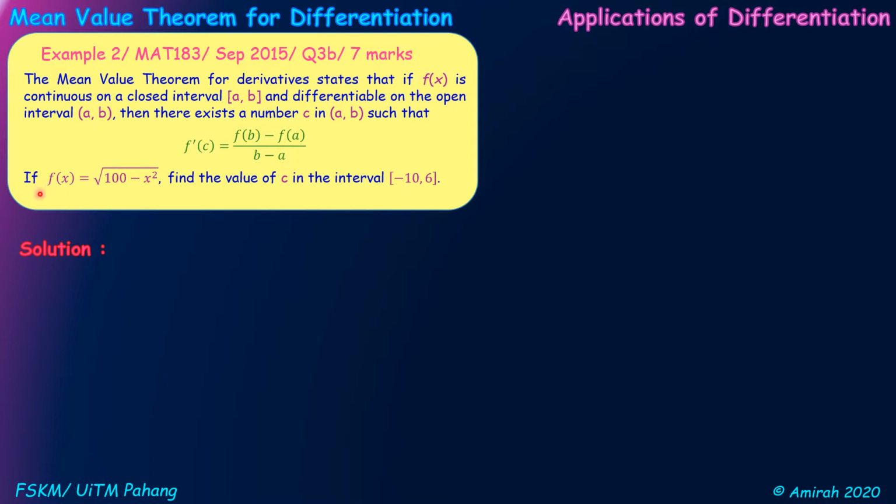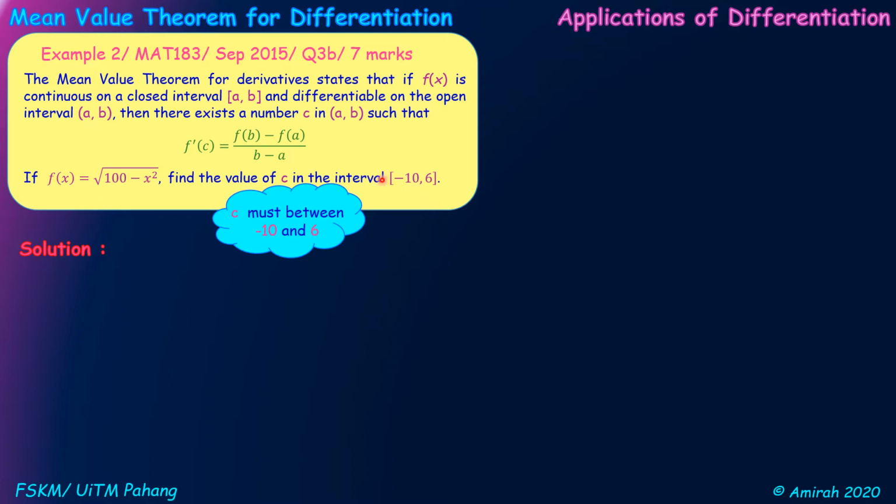Right? If f(x) equals the square root of 100 minus x squared, find the value of c in the interval [-10, 6]. Alright, this theorem states that we will have the value of c in this interval, [-10, 6].